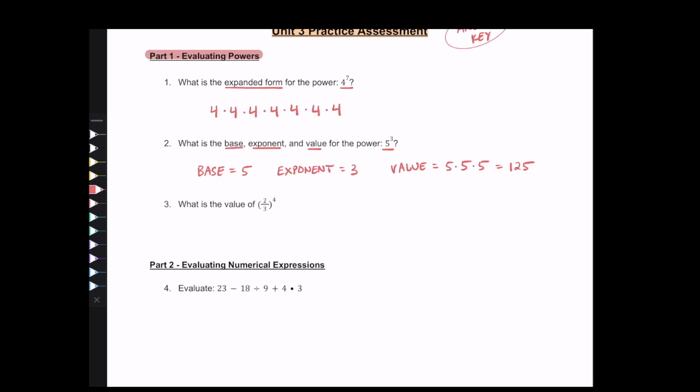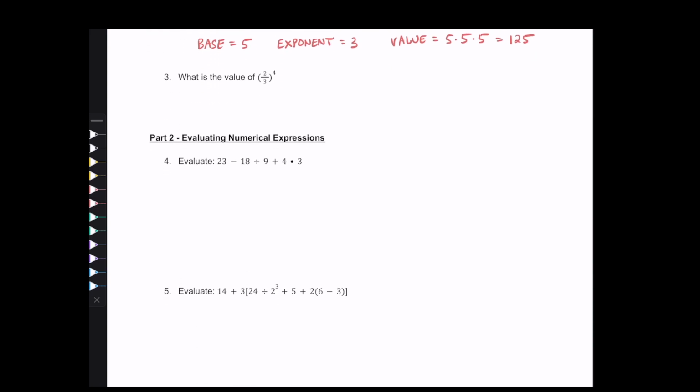Okay, so let's go ahead and try number 3. For number 3, we have a fraction here, so it's 2/3. We're going to have to raise that 2/3 to the 4th power, so we'll have 4 of these. That's 1 of them, that's 2 of them, here's a third, 2/3, and here's a 4th one. That just means we're multiplying 4 of these together.